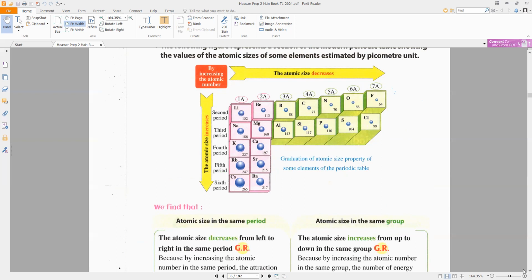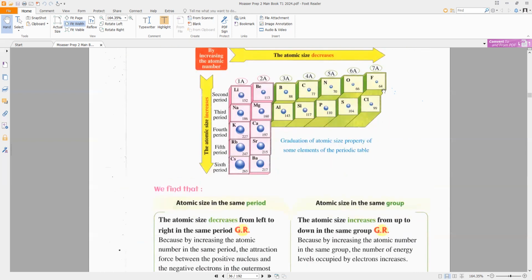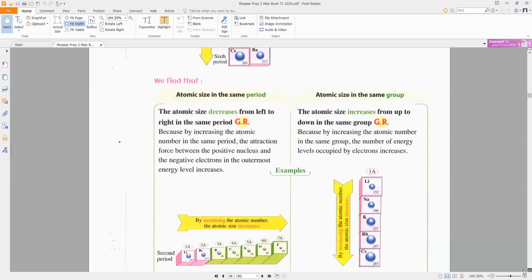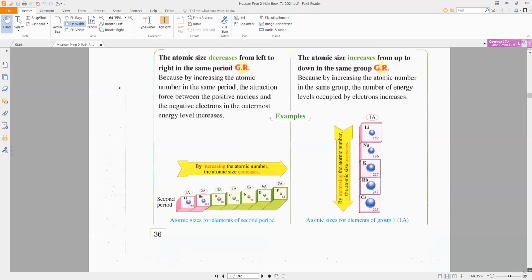The atomic number increases in the same period. The number of outermost electrons increases as we move from left to right. The attraction force between the nucleus and the electrons increases, so the size decreases. In the same group, the atomic number increases as we move down, and the number of energy levels increases, so the distance between the nucleus and the outermost electron increases, the force decreases, and the size increases. This is what happens to the atomic size in period and group.